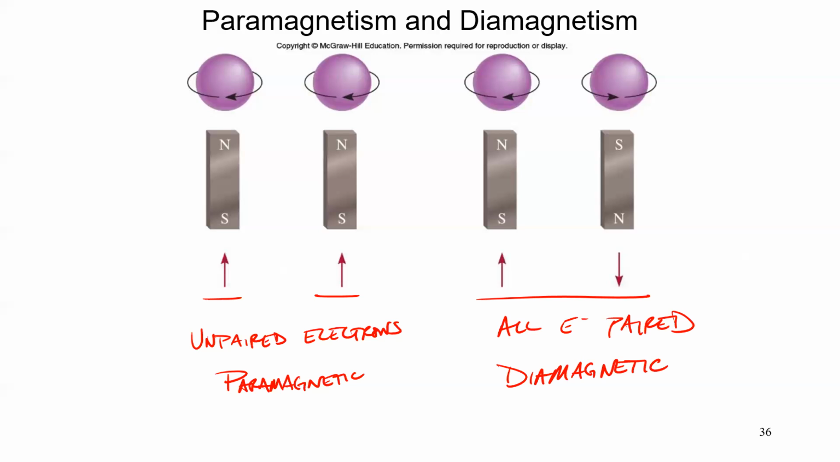All right. Any questions so far? So are they diamagnetic if all of the shells are completely filled? Yep, absolutely. So if all the shells are filled, then all of those electrons have to be paired up, and so they are diamagnetic. Yep.